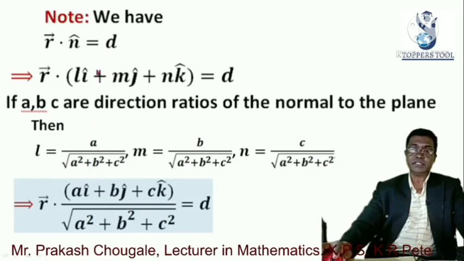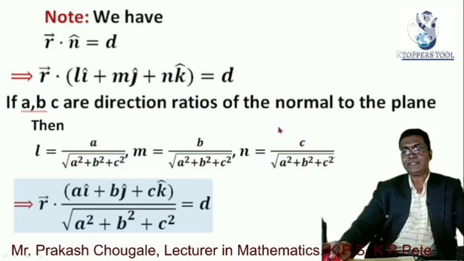So suppose you are not given the direction cosines. This is the standard one where l, m, n stand for direction cosines of the normal. But sometimes you will not be given direction cosines, but you will be given direction ratios of the normal. So in that case, what will be the equation of the plane? That is the case to be understood.